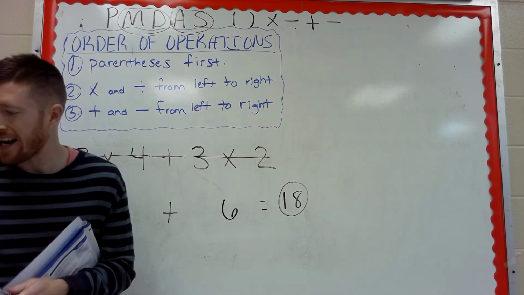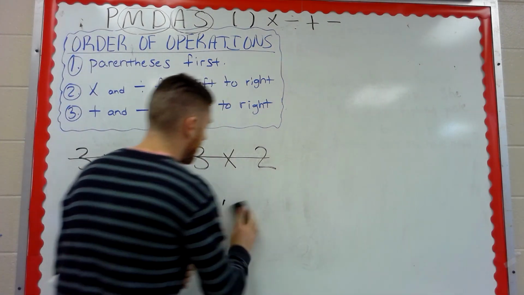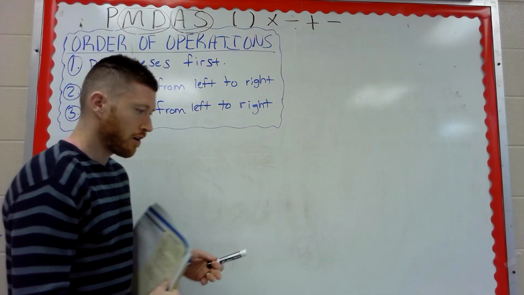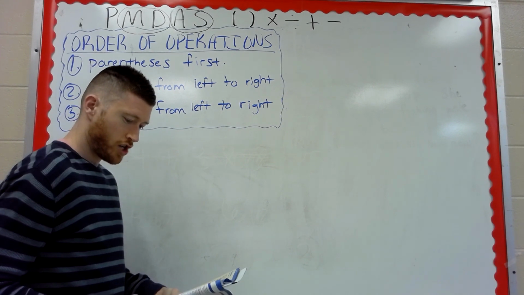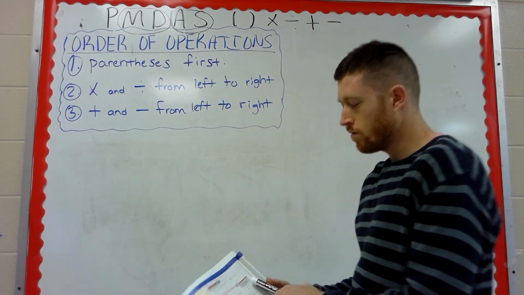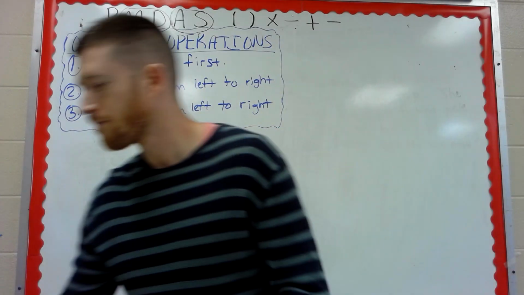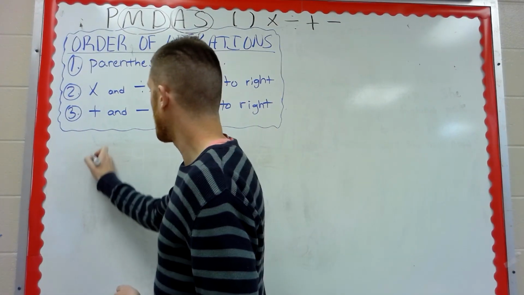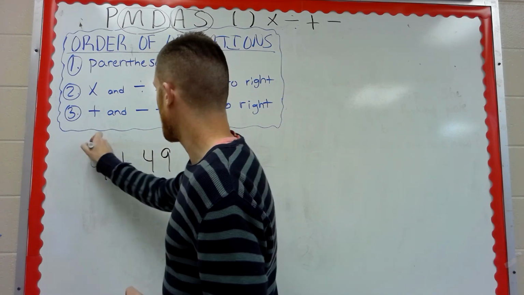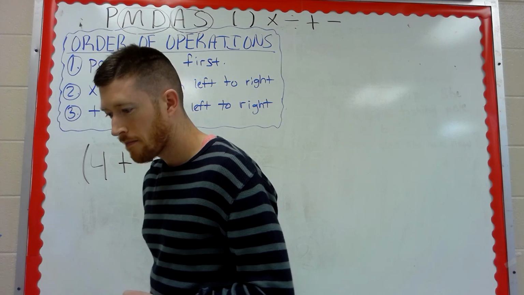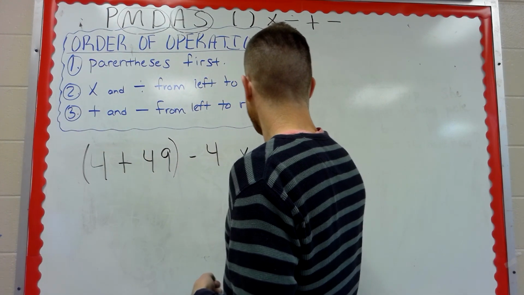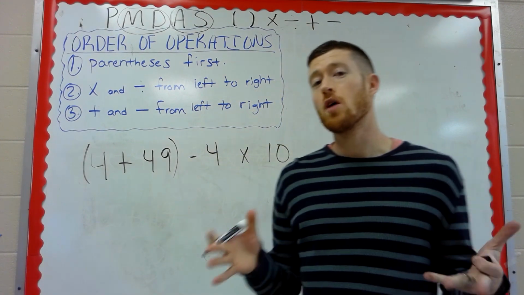All right, let's look at another one. That one was pretty easy because it didn't have any parentheses. Not that parentheses are hard or anything, but let's look at one with parentheses. Shall we? If I can find one. Let's do this one. 4 plus 49, okay? We're going to put that inside of parentheses, okay? Minus 4 times 10.